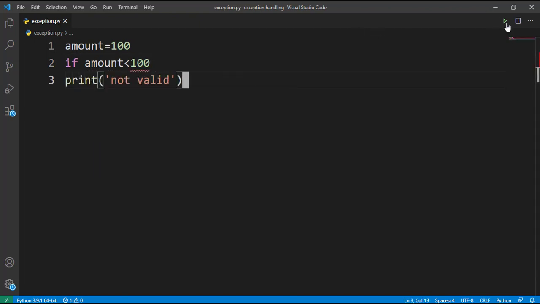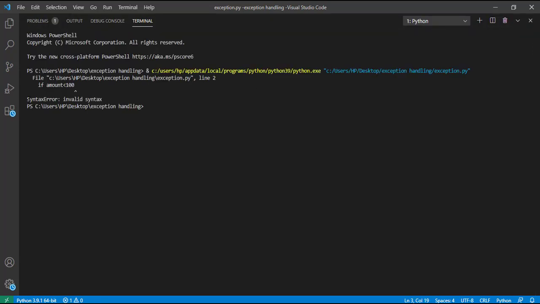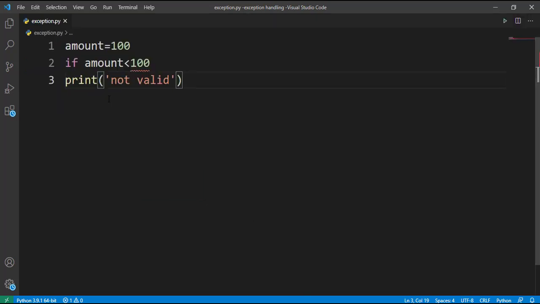Let's run this and check what output we'll get. So here you can note that you have got a syntax error and it is telling invalid syntax. So what went wrong in our code? In our code here we are missing a colon after this if condition. So now let me put a colon here. When I put a colon here, I should follow indentation. Now if I run this, I should not get any errors.